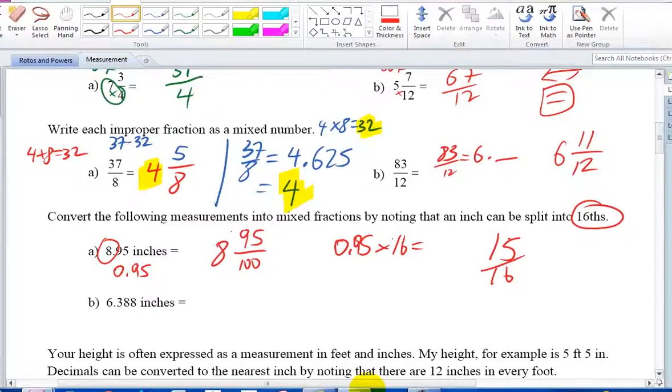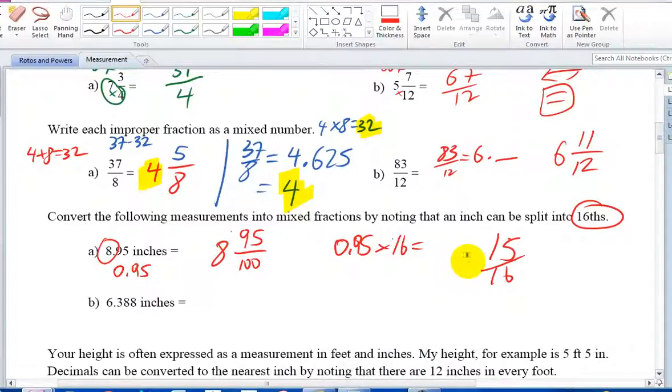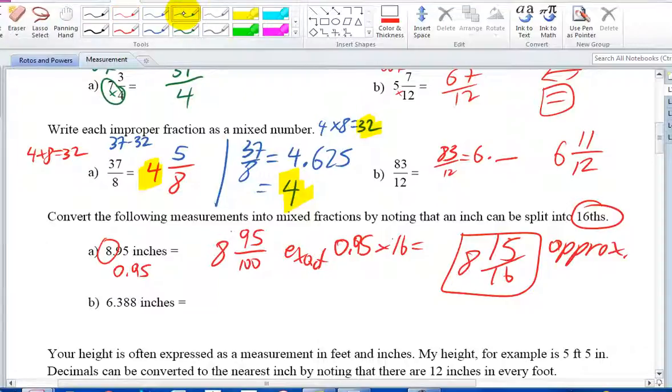That 0.2, we have to round. Okay, so we're going to round that off. And so our whole fraction then will be 8 and 15 over 16ths. This will be approximate. That will be exact. Usually we don't want the exact fraction, we want the approximate answer. Okay? So you just simply go 0.95 times 16 to figure out how many 16ths are left over. Okay. Try that for the next one, please.